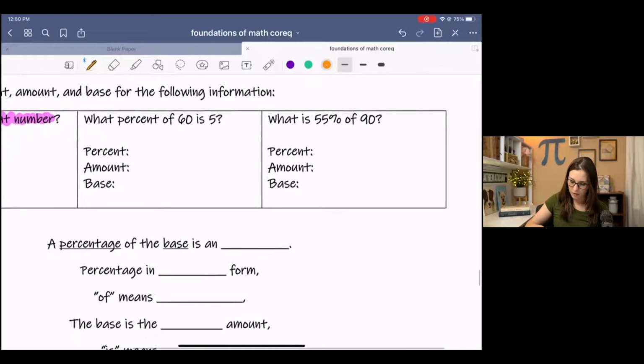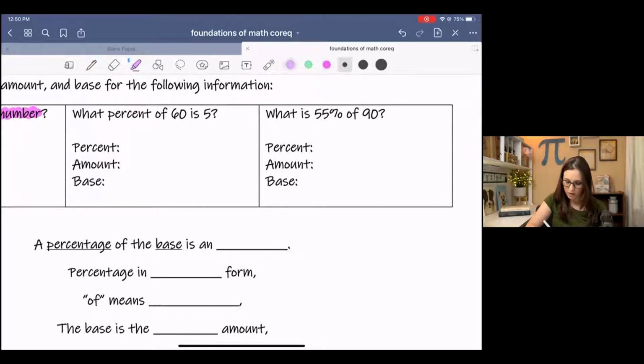Now the next one: what percent of 60 is 5? So we don't know the percent. We're saying that 5 represents a specific percentage of 60, which indicates that 5 is the smaller number, the amount, the piece that we're looking for, out of the whole thing, 60. So that larger number is your whole, your base. The 5, the smaller number, is your amount, which is your piece. And then we would use that to find a percent.